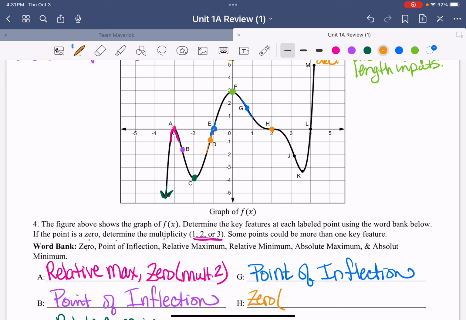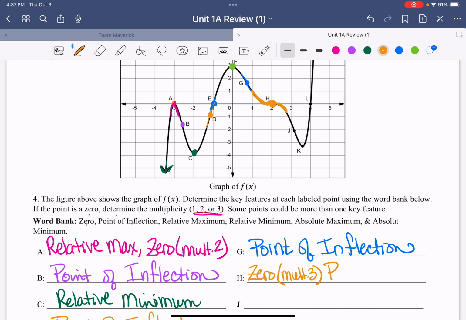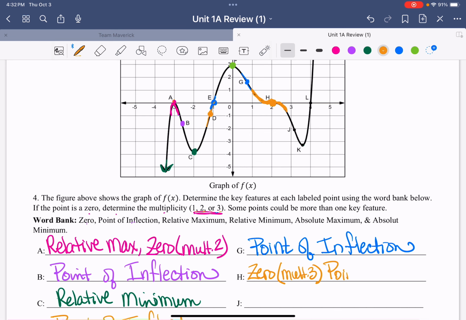If I have a point of inflection at the zero, which that's what this is, we'll go back and talk about that in just a second, then I have an odd multiplicity greater than 1. And since these are my only choices, we would have a multiplicity of 3. Okay. And again, this is a point of inflection. It is concave up right here, and then it changes to concave down. And a point of inflection is where you change your concavity. So this is a point of inflection.